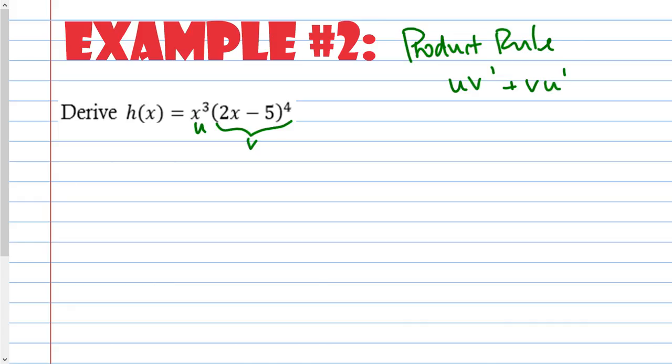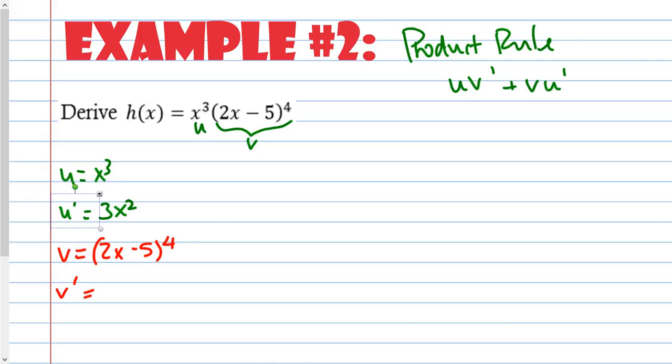So let's break it up. U is x cubed. You know you're going to need u prime, so that's 3x squared. Okay, v, let's do that in red. V is 2x minus 5 to the 4th. And we're going to need v prime. But to derive v, I'm going to need the chain rule because it is a composite function.